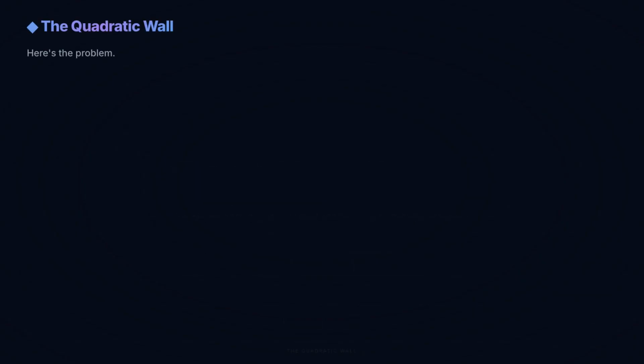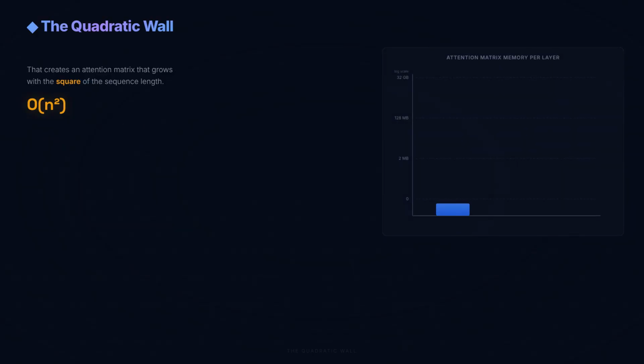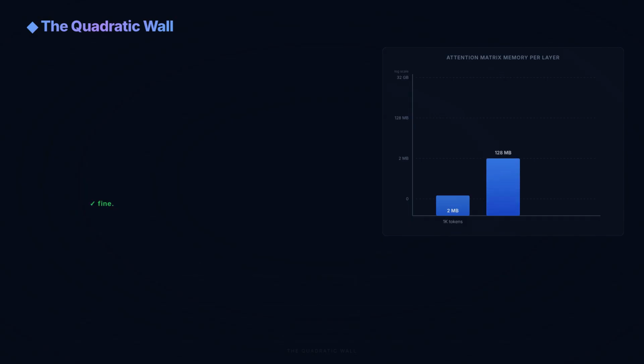Here's the problem. Every token in a sequence has to score itself against every other token. That creates an attention matrix that grows with the square of the sequence length. At 1,000 tokens, the intermediate matrix is 2 megabytes, fine. At 8,000 tokens, it's 128 megabytes per layer. At 128,000 tokens, it's 32 gigabytes for a single attention layer.